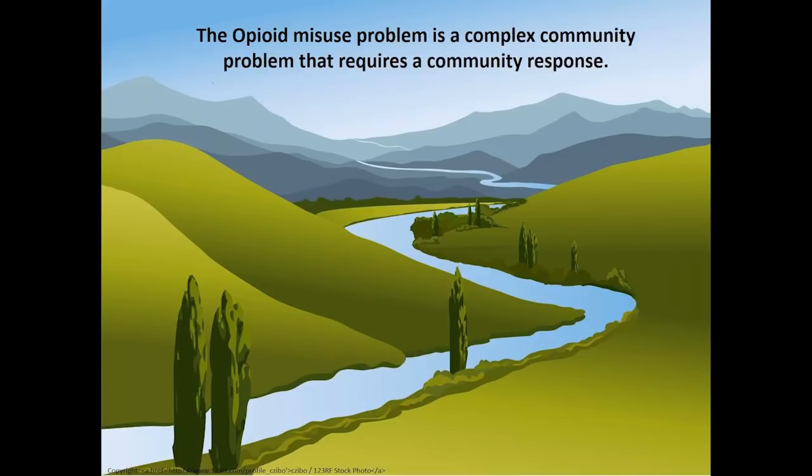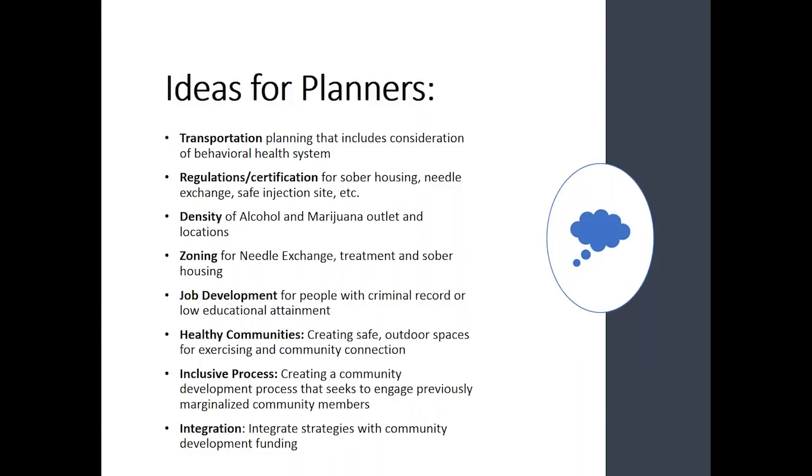So the opioid misuse problem is really a complex community problem that requires a full community response. Everyone has a role. I am not a planner, so I know there will be many good ideas presented by the next speakers and in the next 2 webinars. This is just a list of ideas that I've come up with from my public health lens.